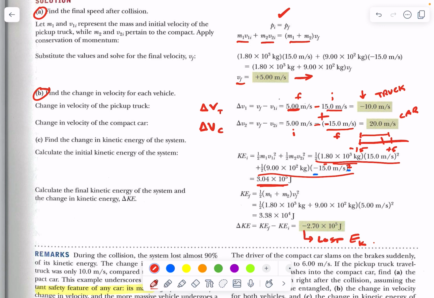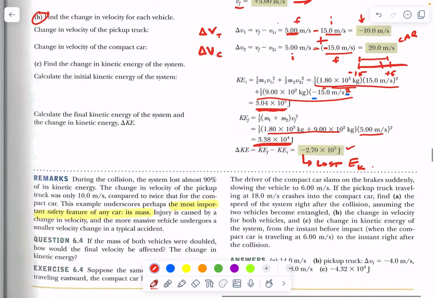Now, the kinetic energy after collision, when the two vehicles have stuck together, is 1/2 of their combined mass, and they're moving at a speed of 5 meters per second. And so here we get 3.38 times 10 to the 4th. This was 3.04 times 10 to the 5th. And therefore, if we subtract, this right here is the amount of energy that was lost when the two vehicles collided and stuck together.